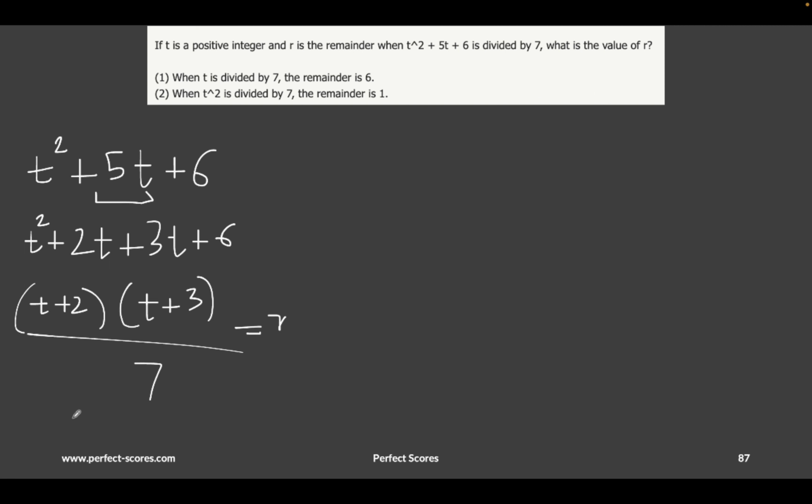Well, we do not know whether t is divisible by 7. If we know t is divisible by 7, then the remainder is actually going to be 2 from here and 3 from here. And the remainder of the whole expression is going to be the product of these two numbers.